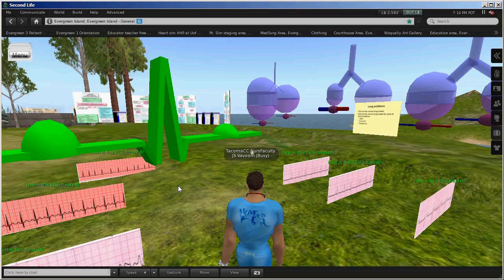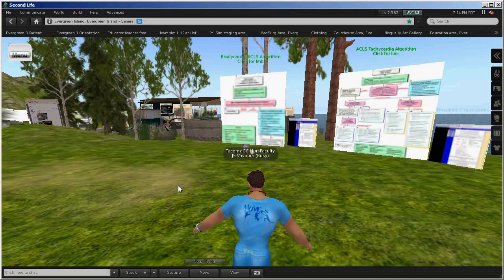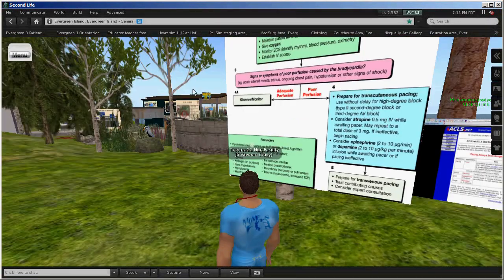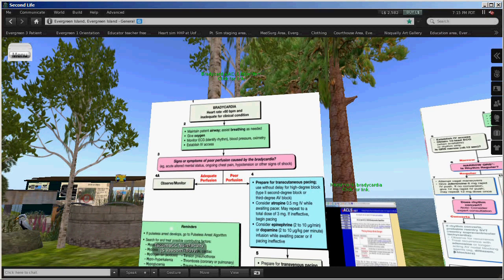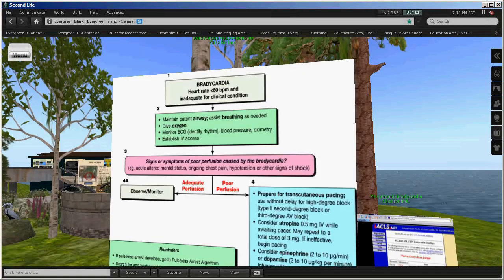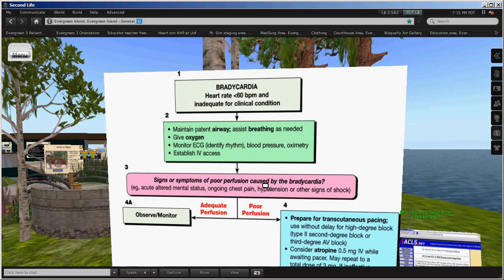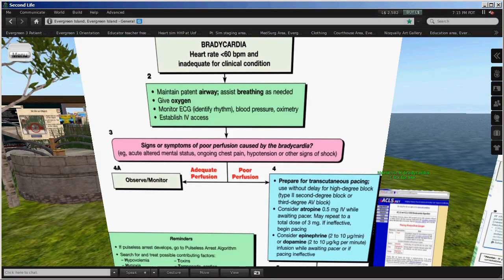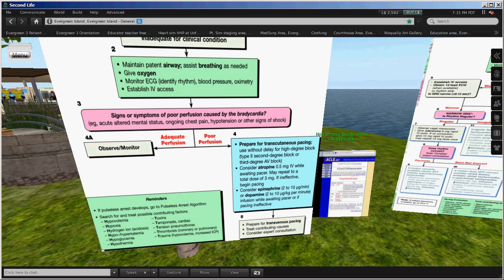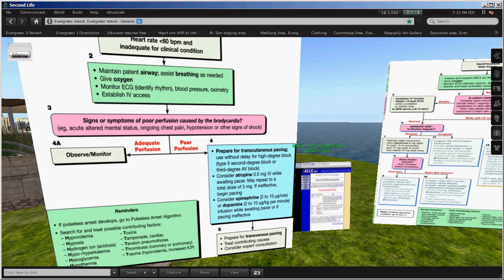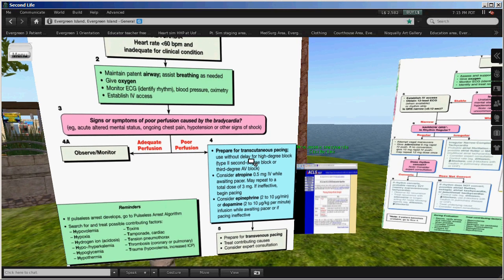If we go over to here, we have some of the ACLS guidelines. And this particular one is a bradycardia, so any kind of bradycardia, it doesn't matter whether it's sinus or otherwise, and it kind of gives you an idea of what to do. And you don't have to memorize these, they're just helpful to sort of put everything together, and some of the medications we've talked about, of course, are in here.